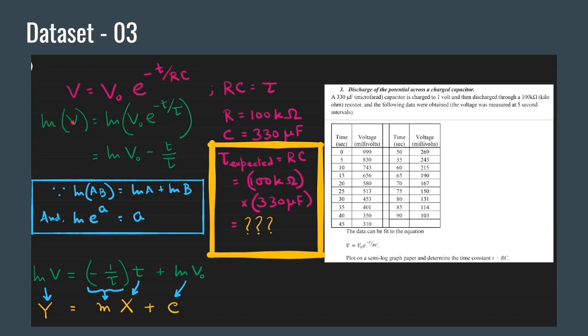Natural log of v on the left side means natural log of whatever was on the right side, and when we do that, this is a multiplication of v naught times e raised to negative t over tau. Your tau is RC, and so we can write this as natural log of v naught minus t over tau, because natural log of e is 1, and this is essentially the set of rules applied to this.